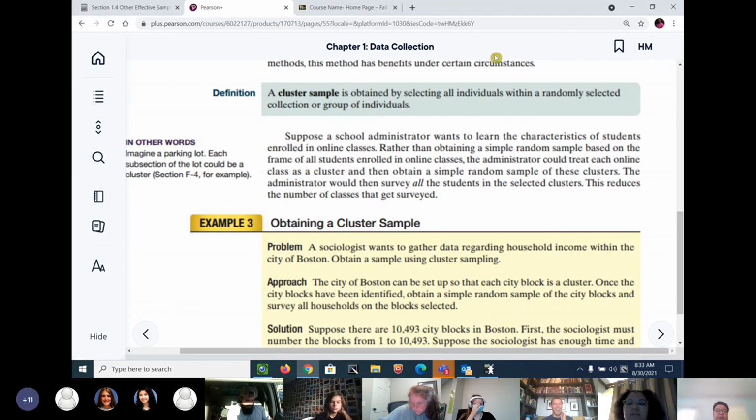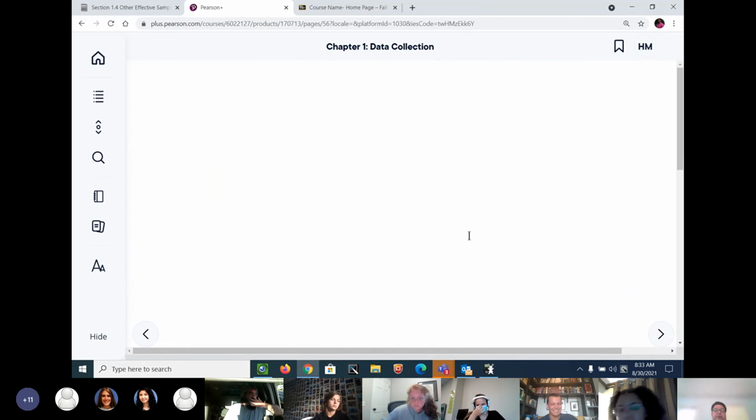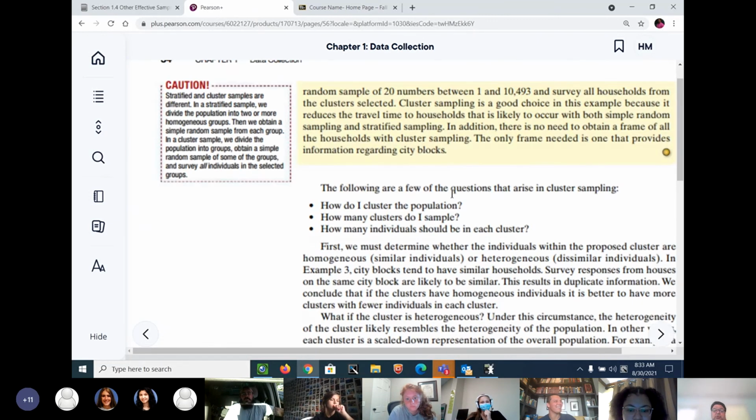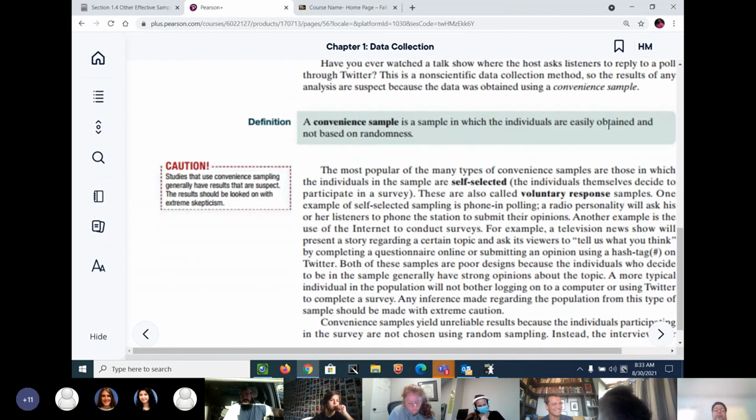All right, there's the cluster sample. I think that's it. And I think the last one they probably do is convenience. A convenience sample is a sample in which the individuals are easily obtained and not based on randomness. Studies show that convenience samples in general have results that are suspect. The results should be looked on with extreme skepticism. In other words, don't use convenience sample. Okay?